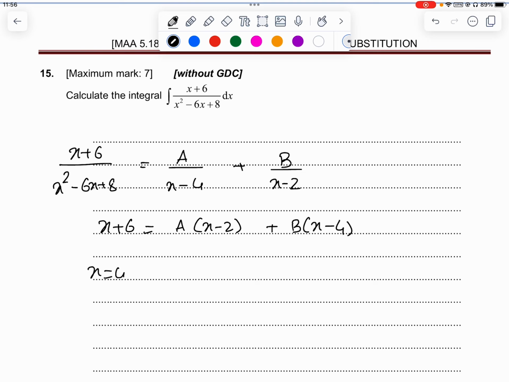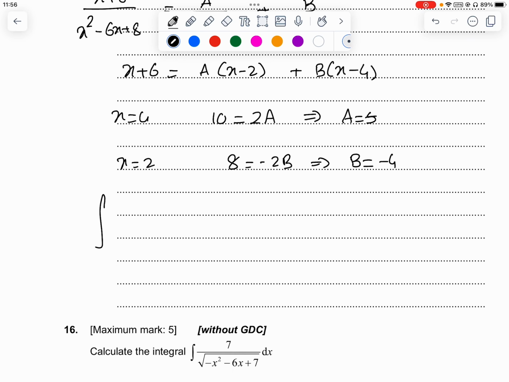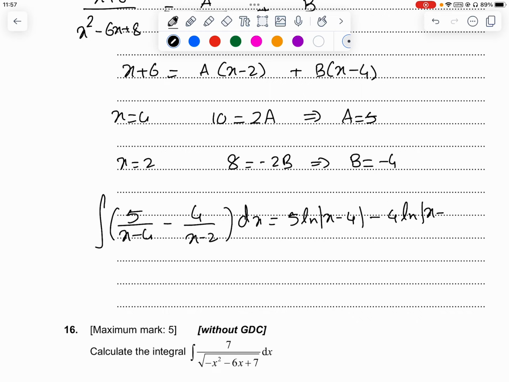So x equals 4. So 10 equals 2a, which implies a equals 5. x equals 2, 8 equals negative 2b, it implies b equals negative 4. So what will the integral become now? Integral of 5 upon x minus 4 minus 4 upon x minus 2 dx. So what does that become? 5 ln (x minus 4) minus 4 ln (x minus 2) plus c.